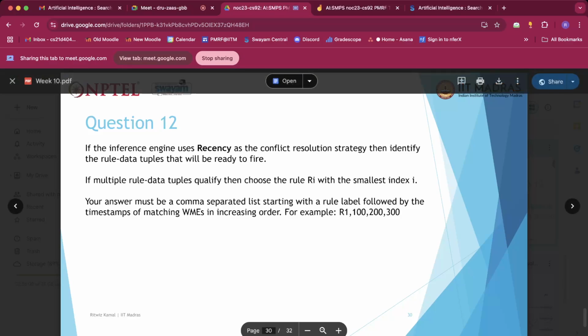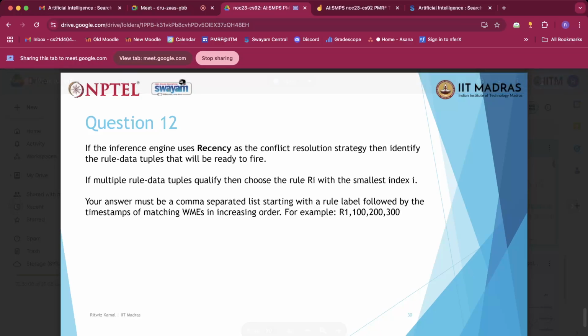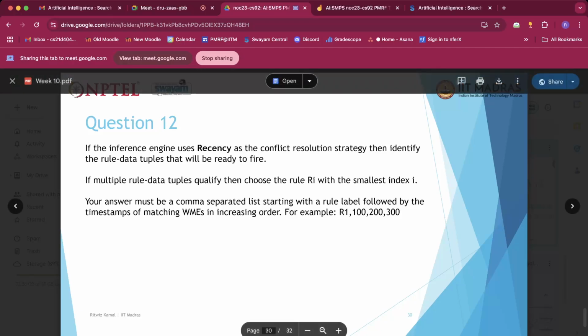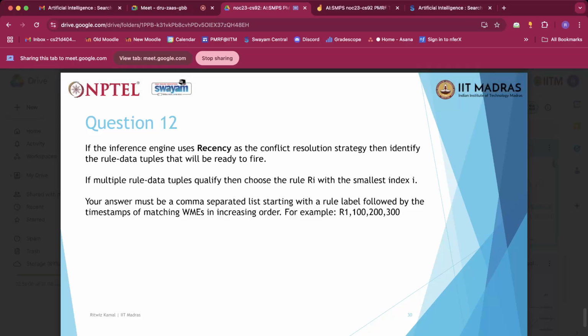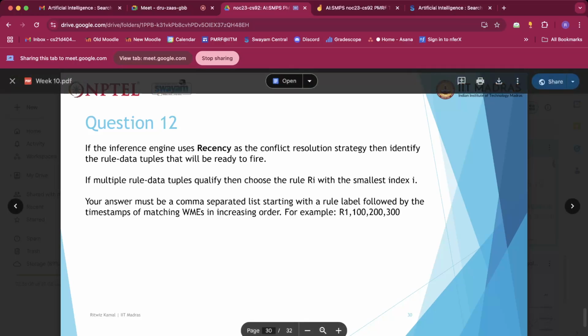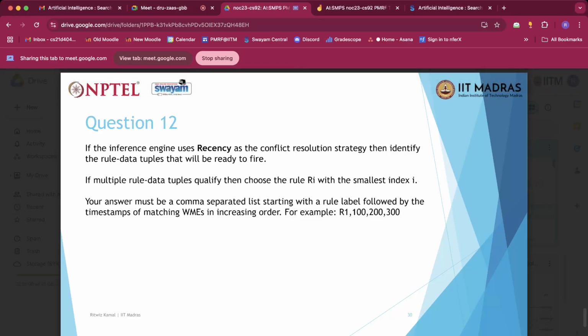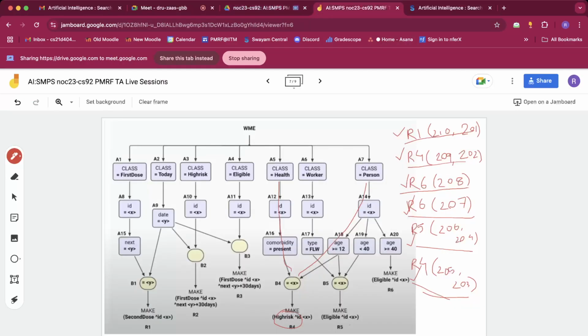Okay, so the question tells us that if the inference engine uses recency as the conflict resolution strategy, then identify the rule data tuples that will be ready to fire. If multiple rule data tuples qualify, then choose the rule with the smallest index I. And the last line tells us to answer in a particular manner. We can look into that, but let's look at what recency does.